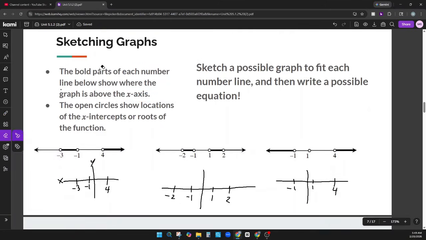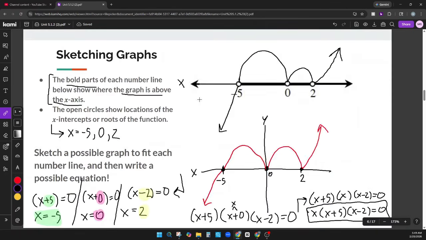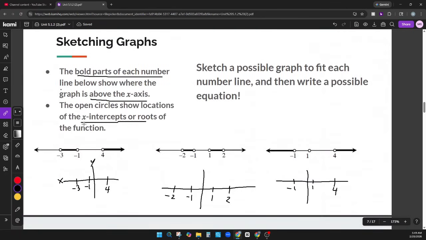Some brief annotation on here. Let's go ahead and just go over it. So it gives us the same information. The bold parts of each number line below show where the graph is above the x-axis. We're still working with that. And then we say the open circle shows the location of the x-intercept. And now we're supposed to do what we did for this example for our other number lines now.